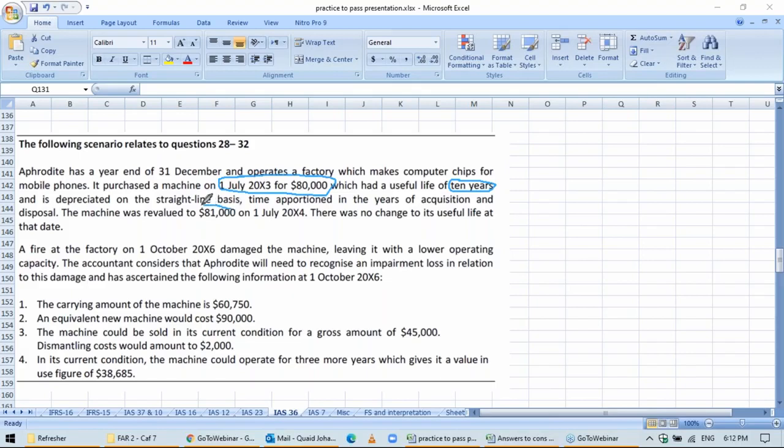And the machine was revalued on 1st of July 2004, which means in 1 year's time. So after 1 year, it was revalued to 81,000. So this is the basic story about the machine in the first paragraph. So first of our questions are based on paragraph 1. So let's first do those questions.